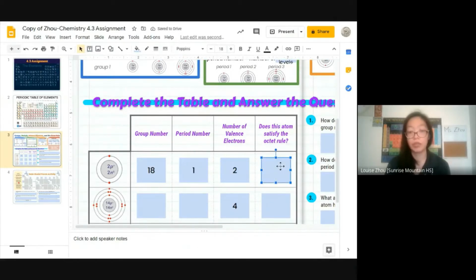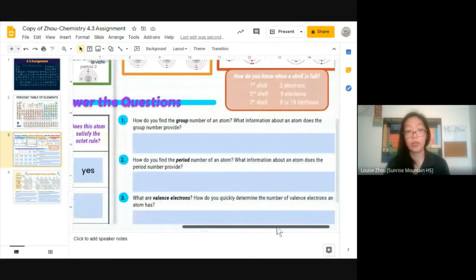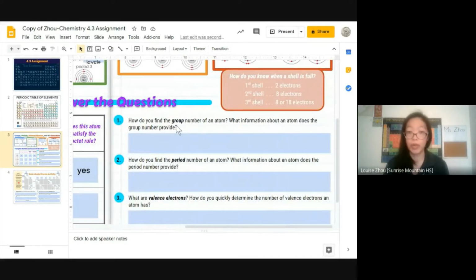And I might as well solve this for you as well. This is yes. Helium only has 1 shell, and 1 shell is fine with 2 electrons. Okay, so with that, you should be able to answer these other questions. How do you find the group number of an atom? I just showed you, same thing with the period.